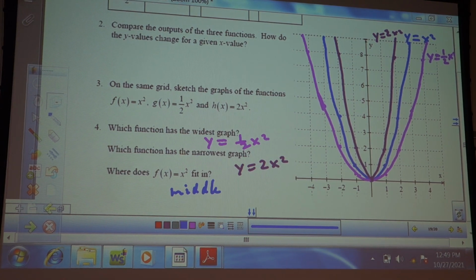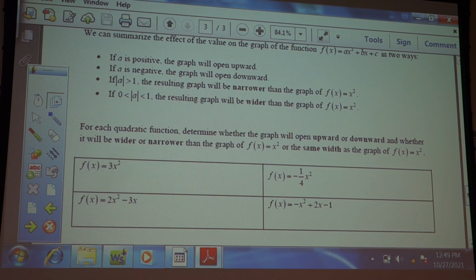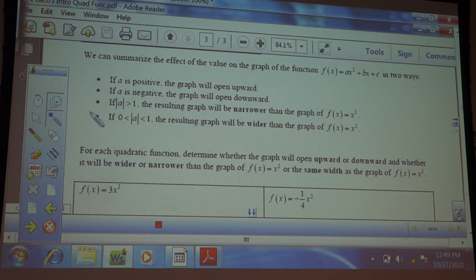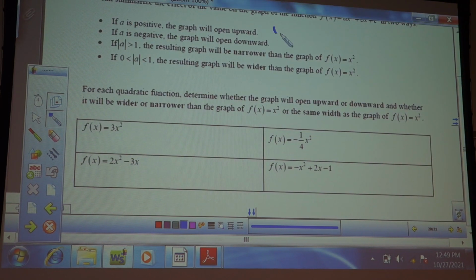Okay, so now we'll take a look at the next part. We can summarize it in a couple ways. Just as a quick reminder, these are the basics. If A is positive, it's happy. It opens upwards. If A is negative, it's unhappy. It opens downwards.